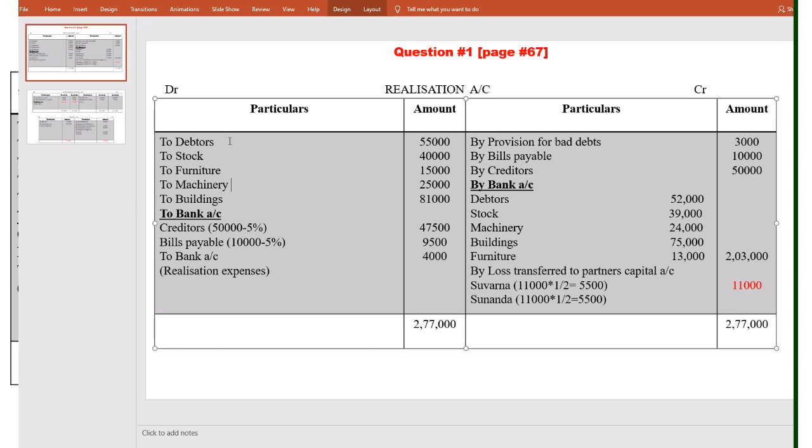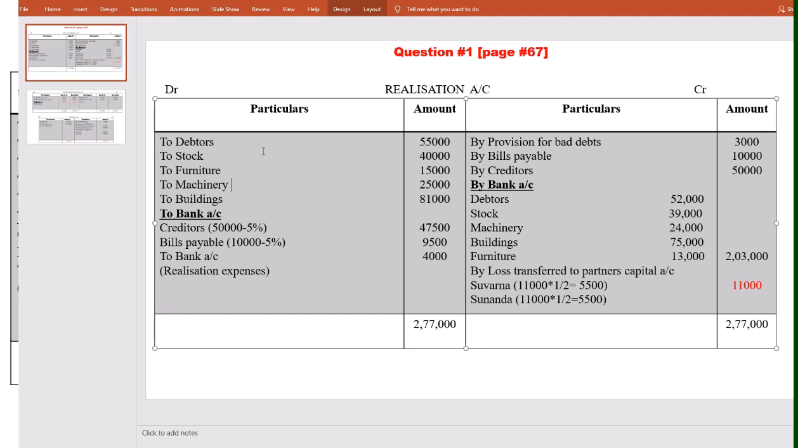Once it is cleared, we find what is the remaining amount within the business, whether it is loss or profit. After that, whether it is loss or profit, those things will be taken to the partners' capital accounts. Okay, so let's start with the realization account.